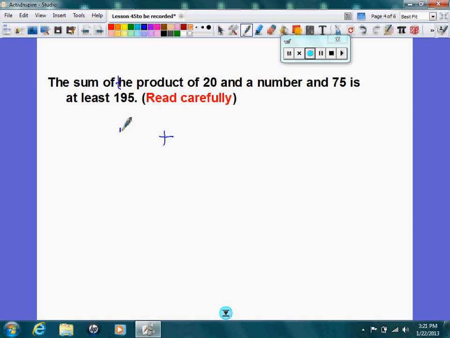So we could call that 20x. We could. Some variable here. We don't know what it is. And 75. Now, what symbol are we going to use? Is at least 195. We know 195 goes over here, but what symbol do we put in here? Is it less than 195?